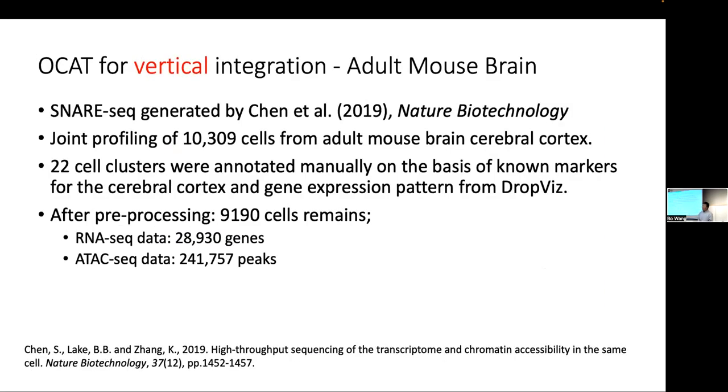The first question we ask is, can we apply OCAT for vertical integration? What we did is select a SNARE-seq data set generated by a Chen paper in Nature Biotech. This data set contains about 9,000 cells. For RNA-seq, they have about 28,000 genes. For ATAC-seq, they have a lot more, about 200,000 peaks. So you will see much larger dimensions from ATAC-seq than RNA-seq.